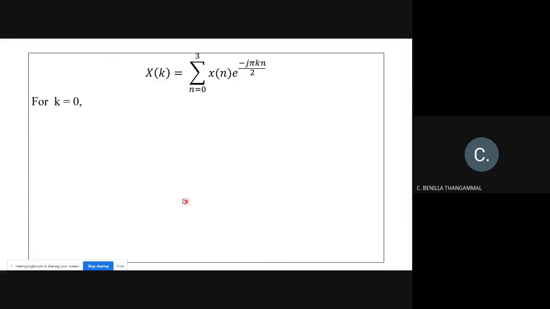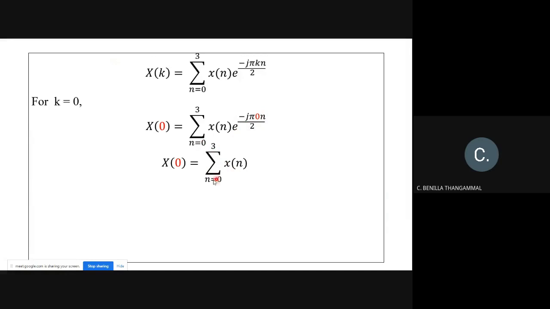So we have to substitute your k value as 0, 1, 2, 3 to get your X of 0, X of 1, and so on. Like for k equal to 0, wherever I have k in this formula, I'll be replacing it by 0. That's it. So X of 0 equal to summation n equal to 0 to 3, x of n e power minus j pi, this k will be replaced by 0, n divided by 2. And you know it very well, anything into 0 is 0, e power 0 is going to be 1.